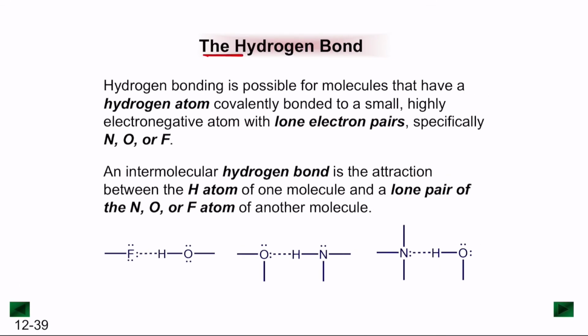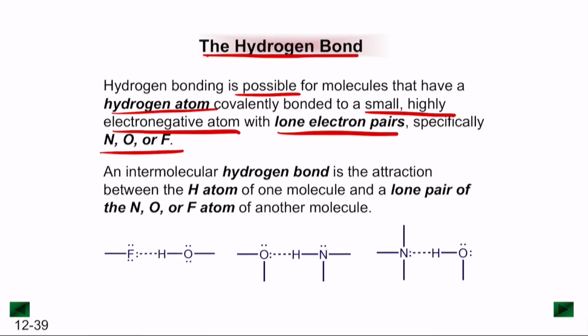Next, let's discuss the hydrogen bond. Hydrogen bonding is only possible for molecules that have a hydrogen atom. Remember this: the first requirement is that it should have a hydrogen atom that is covalently bonded to a small, highly electronegative atom with lone electron pairs. Specifically, either nitrogen, oxygen, or fluorine.